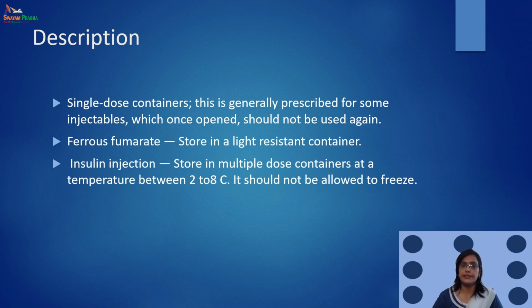If we take another example, like a single dose container, the precautions to be taken where there is a possibility of the effect of atmosphere, moisture, heat and light, all this information is provided. For example, ferrous fumarate is stored in a light resistant container, and insulin injection is stored in a multiple dose container. So all this is included in the description.